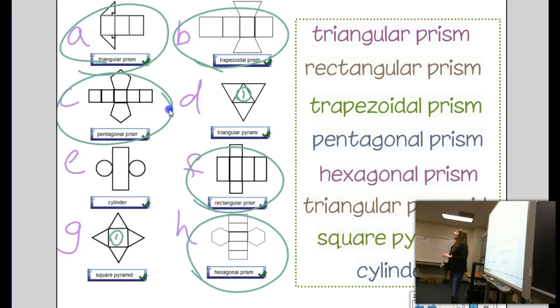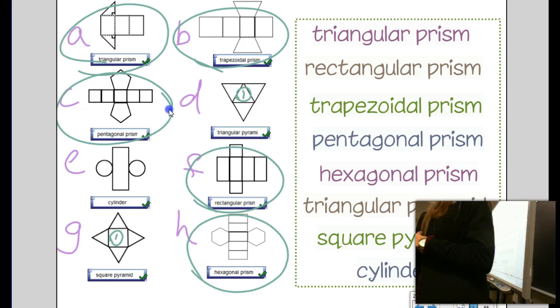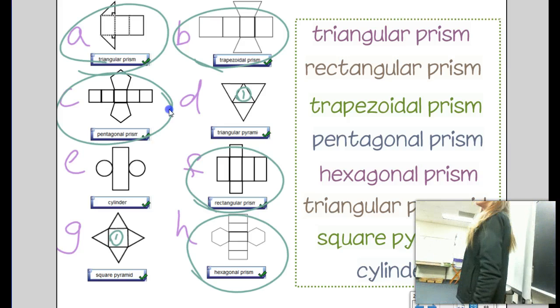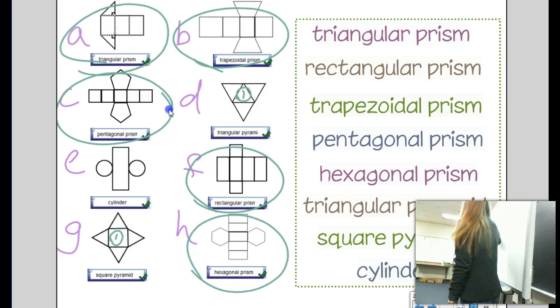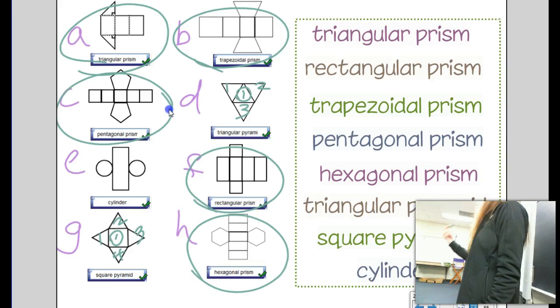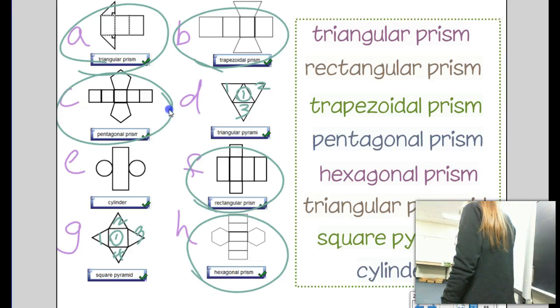Now, how do the lateral faces compare to the number of sides of the base? You get what I'm asking? This base is a triangle. How many sides does a triangle have? 3. How many lateral faces does it have? 3. This base is a square. How many sides does a square have? How many lateral faces does it have? 1, 2, 3, 4. So you see that the number of sides the base has is how many lateral faces it has.